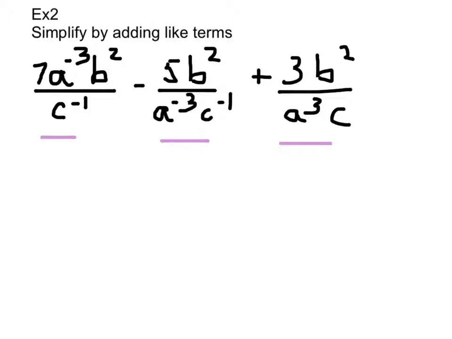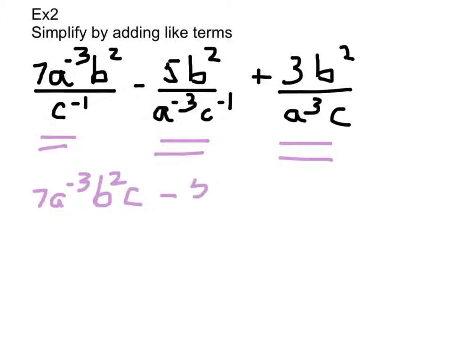So since I have fraction bars, I'm going to simplify the top of each one, simplify the bottom. And you know what? In each of these terms, there's nothing to simplify in the top. There's nothing to simplify in the bottom. So I don't need to do that step. So next thing I'm going to do is move everything up. All right, so I have 7a to the negative 3, b squared. Now move my c to the negative 1 up. It becomes a c to the first. Minus. Now move everything up in the next one.